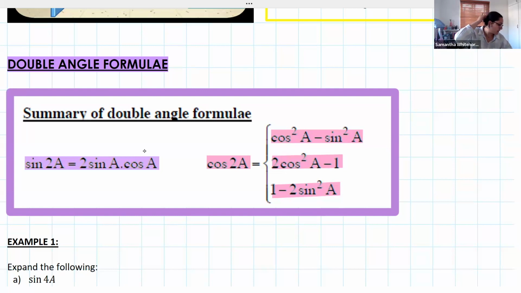Now, double angles, like I said, the basic idea that you need to be able to work with is the fact that any angle can be halved. So any angle can be the double of something. 60 is double angle of 30. 80 is double angle 40. Any angle that we're working with, we can convert it to a double angle if we need to.